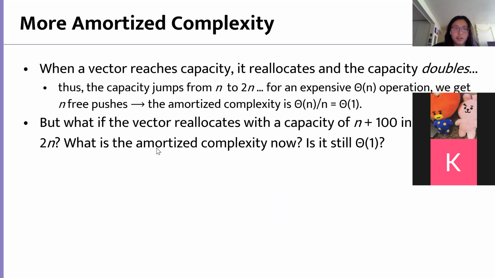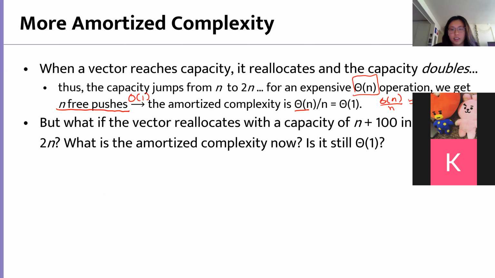To finish off this topic, when a vector reaches capacity, it reallocates and the capacity doubles. So the capacity jumps from n to 2n. Even though this is an O of n operation, we do get n free pushes of O of 1 time after this operation. If you want to look at this from a more mathematical sense, we have this O of n operation that is the reallocation. We get n free pushes, and this averages out to O of 1 time. And this is actually a really cool concept.